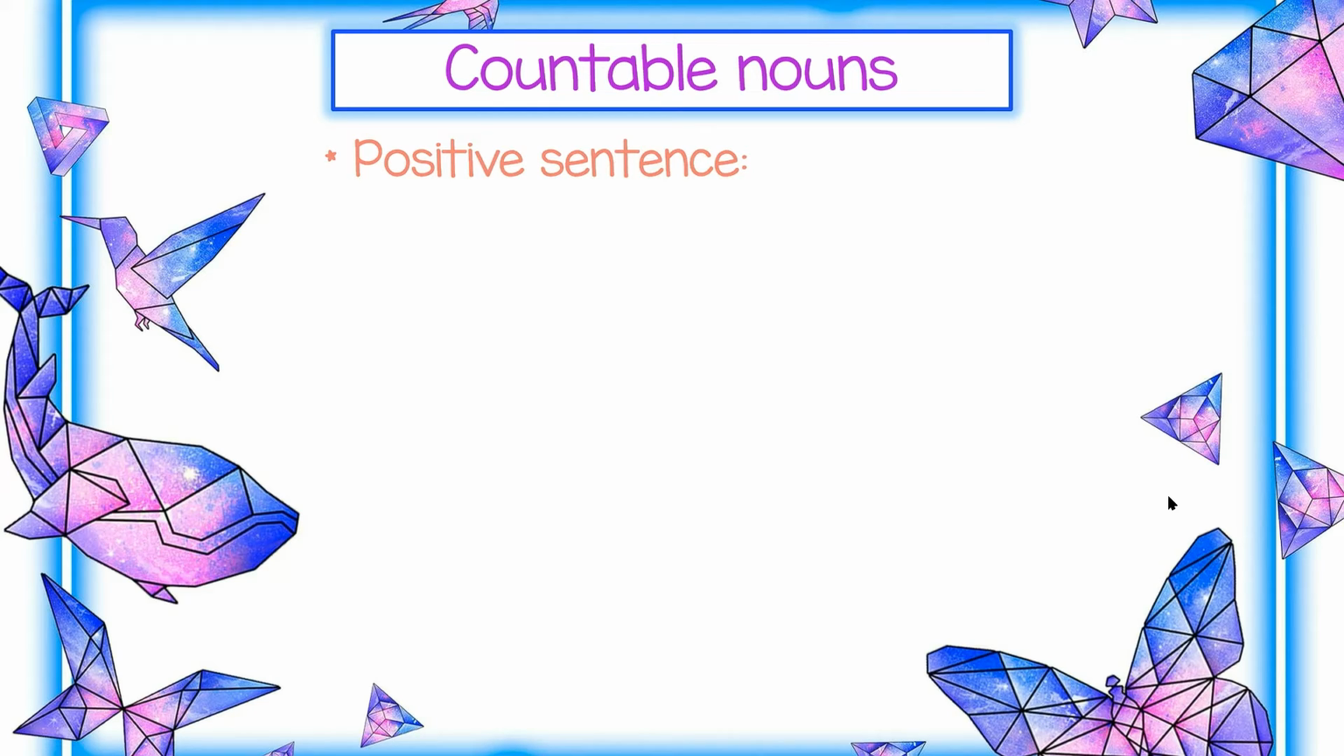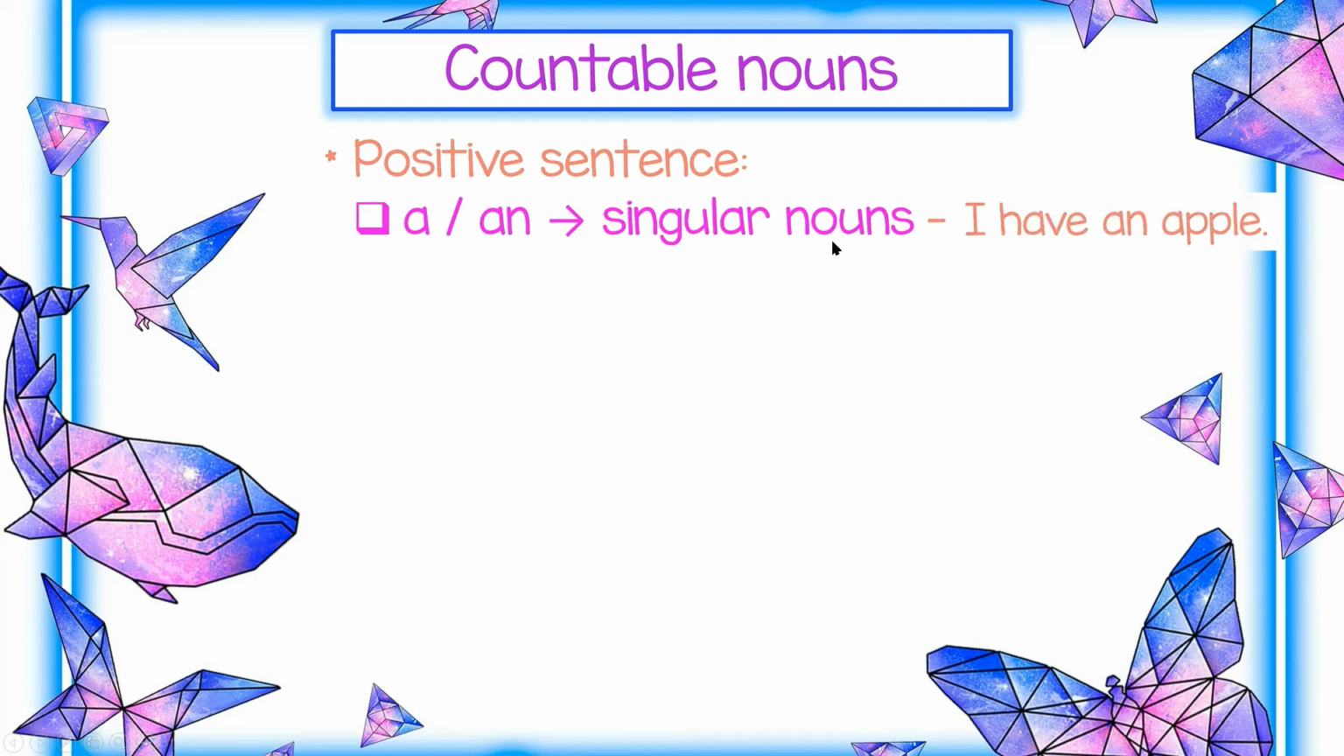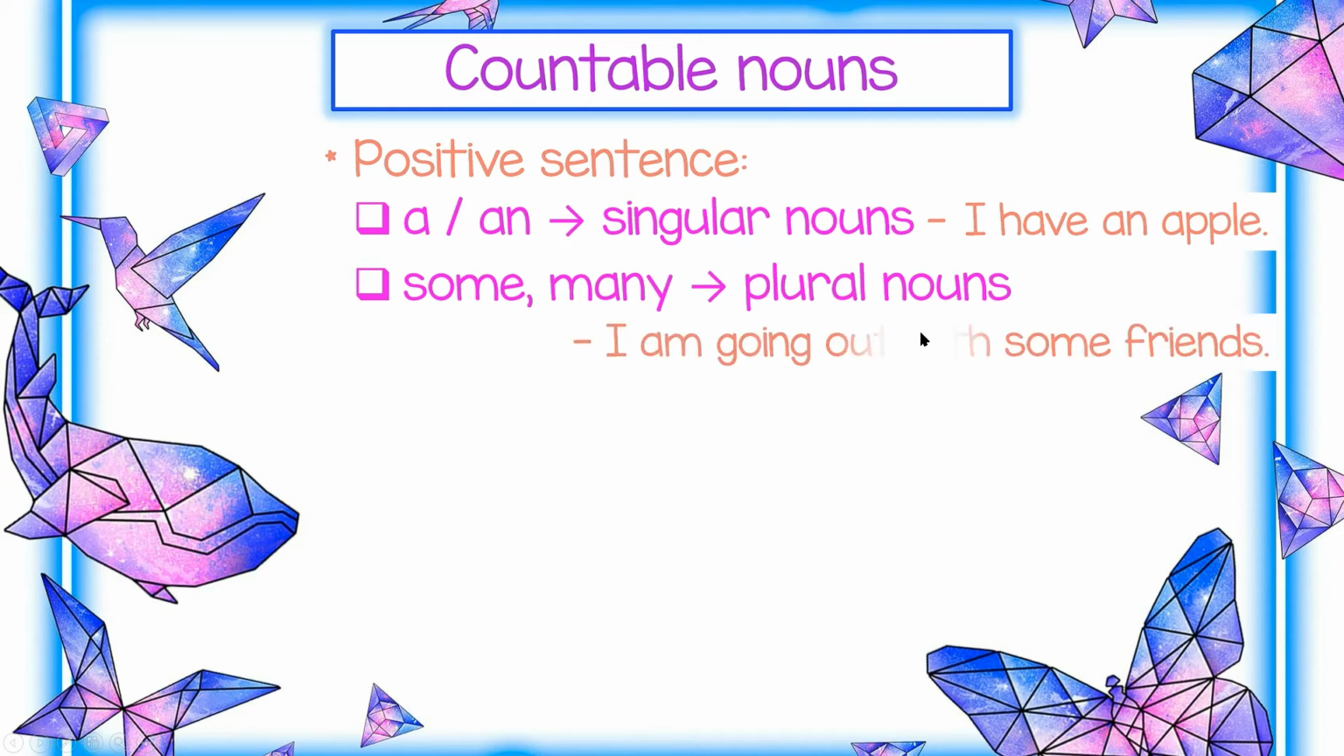Now, let's see how we use countable nouns in sentences. For positive sentences, we use a or an for singular nouns. For example, I have an apple. We use some, many for plural nouns. For example, I am going out with some friends.